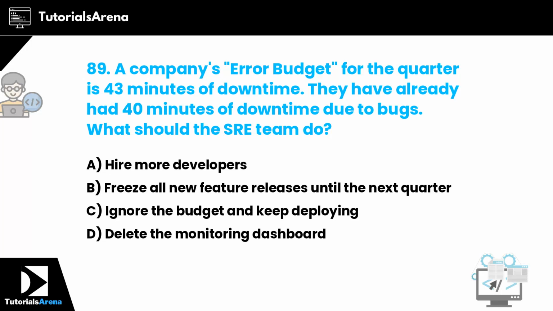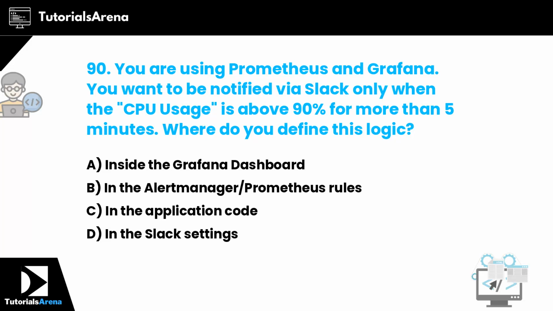89. A company's error budget for the quarter is 43 minutes of downtime. They have already had 40 minutes of downtime due to bugs. What should the SRE team do? Answer is B, freeze all new feature releases until the next quarter. 90. You are using Prometheus and Grafana. You want to be notified via Slack only when the CPU usage is above 90% for more than 5 minutes. Where do you define this logic? Answer is B, in the Alert Manager/Prometheus rules.